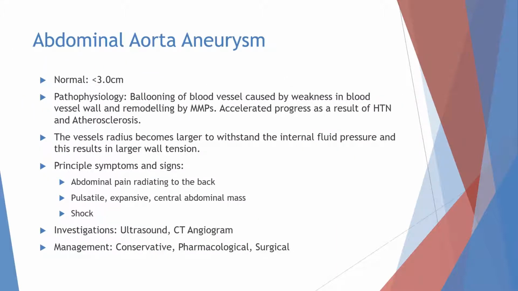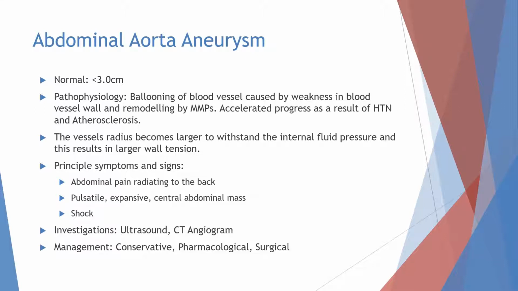So moving now on to abdominal aortic aneurysms, which is a type of true aneurysm. Aneurysms themselves are defined as a dilation of a lumen greater than 1.5 times its original diameter. In the case of the abdominal aorta, the normal diameter is 2 centimeters, so anything greater than 3 centimeters is classed as being aneurysmal.